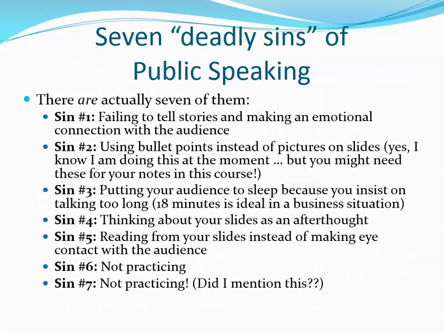All right. Now, I like to call these the 7 deadly sins of public speaking, and these are things we want to avoid. So there are actually 7 of them for the most part. And the first one I want to talk about is failing to tell stories or making some kind of emotional connection to your audience. So it doesn't have to be a story in the speech somewhere, but you do need to make some kind of emotional connection with the audience. You want to make sure that they are understanding your speech on a personal level, because when you don't connect with the audience, they lose interest.